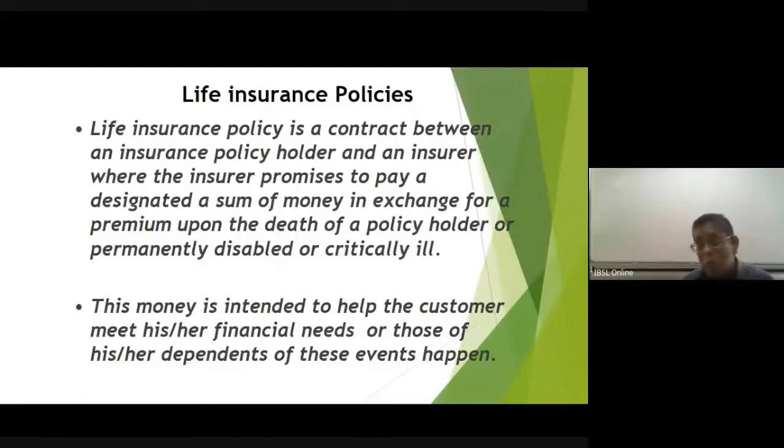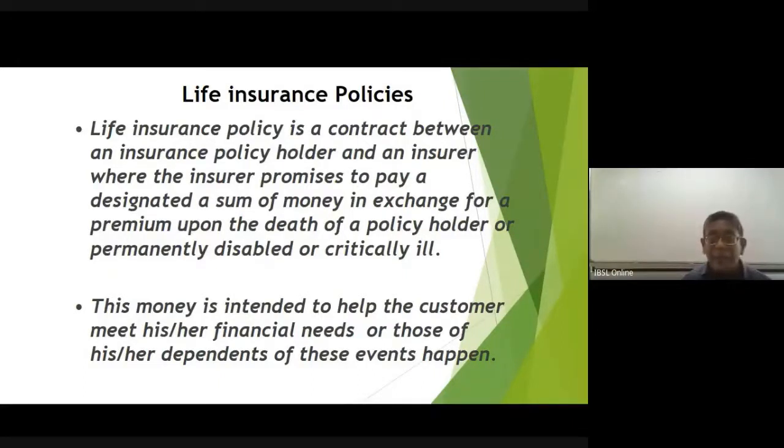Now, what is the amount of money the policy holder gives to the insurance company in order to get that benefit? What is he going to pay? He needs to pay a premium to the insurance company. Maybe it's monthly, maybe yearly, maybe quarterly, or semi-annually. That is the agreement between you and the insurance company, right? So that is the policy, right?